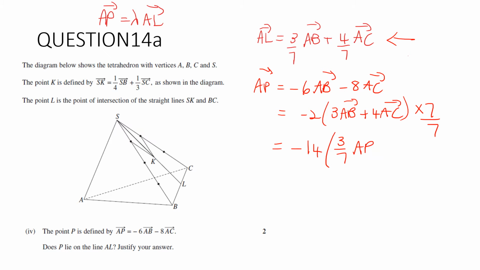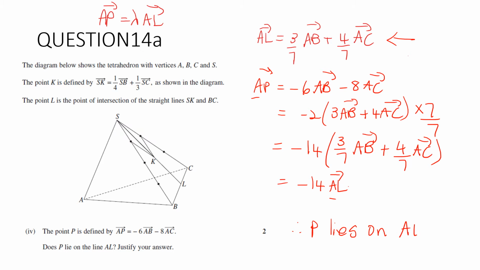3/7 of AB plus 4/7 of AC, so it's equal to negative 14 AL. Because it contains the same point, point A, and we've proven that they are parallel to one another, P does lie on AL.